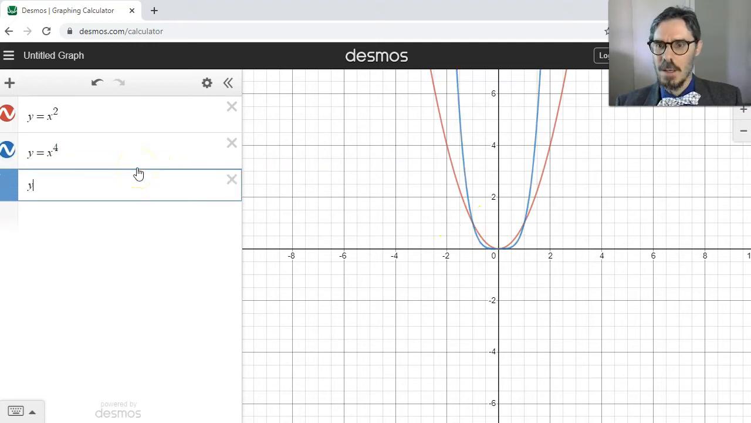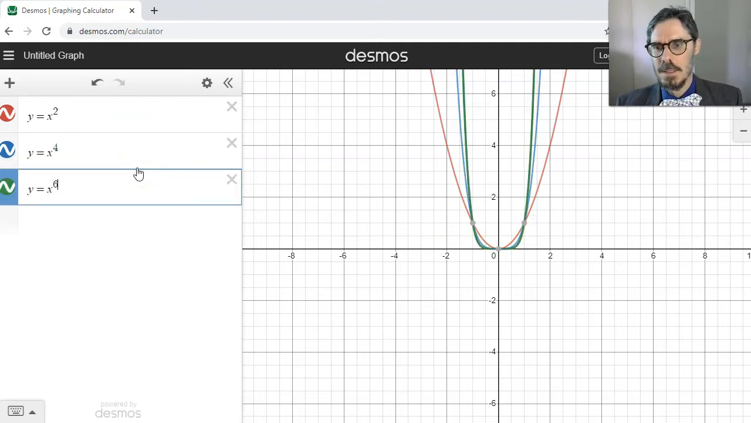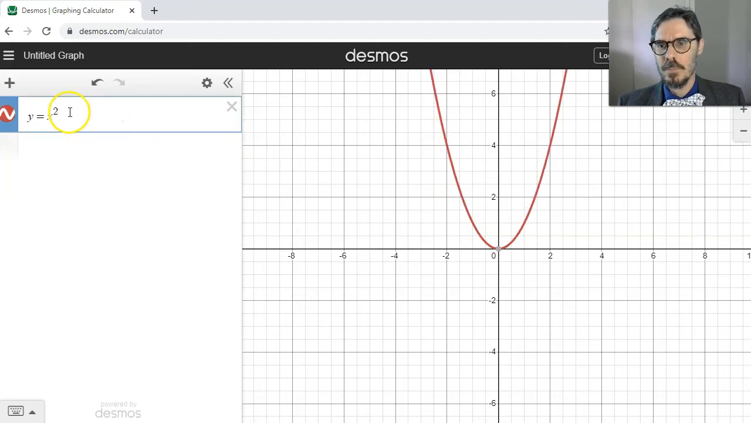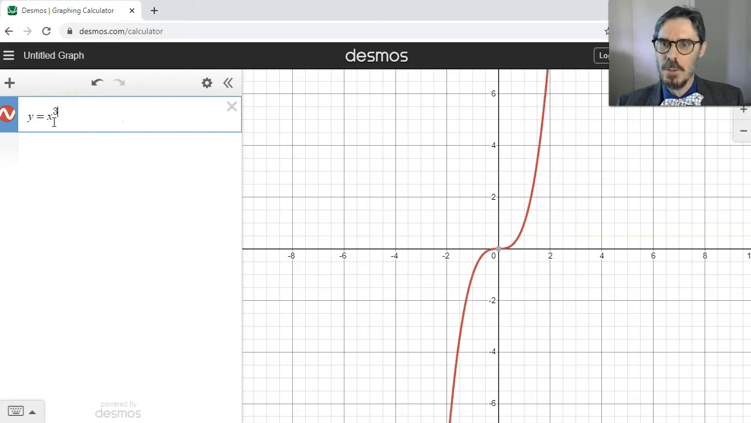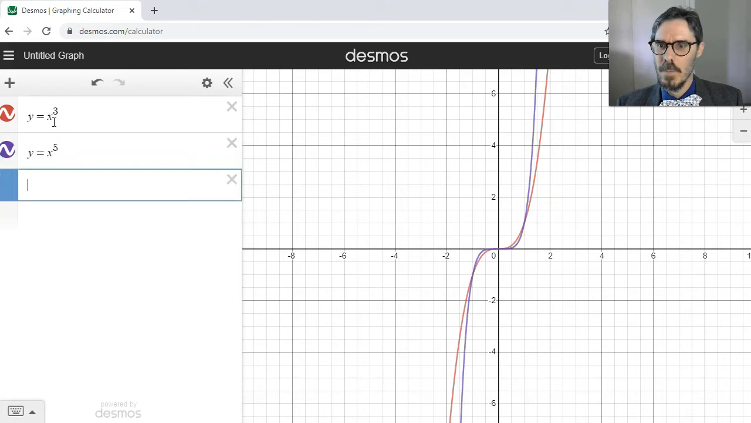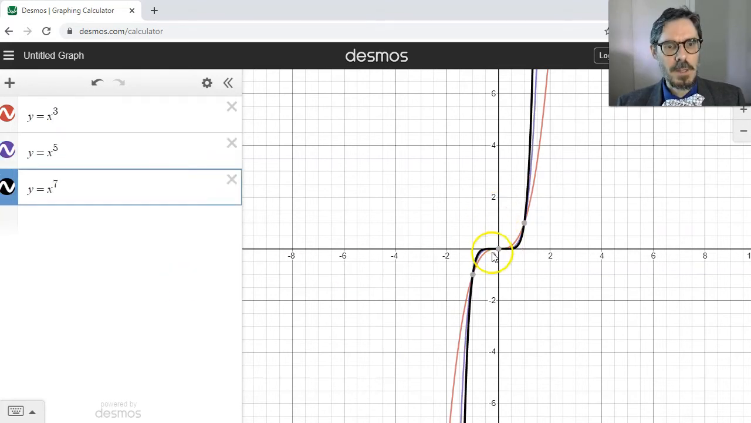What about x to the sixth? It's just going to continue the pattern. It's a bit flatter before it goes up, then it goes up steeper. All right, let me show you the odd ones as well. X cubed, x to the fifth, x to the seventh. I just want to give you a feel for what it looks like. So they get flatter there and then go up steeper.